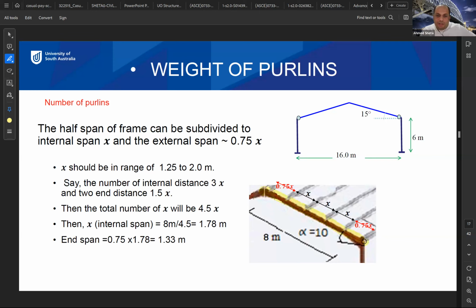So the whole length, and whatever the whole length is, let's say it is 8 meter in your assignment. So you will assume similar to this, maybe. We have 3 internal spacing and 2 external spacing. For the external spacing, it is taken as 0.75x because the wind pressure in these areas is larger than the wind pressure in the middle area. So you will have 2 times 0.75x plus 3 times x. So the total number of purlin spacing is 4.5x.